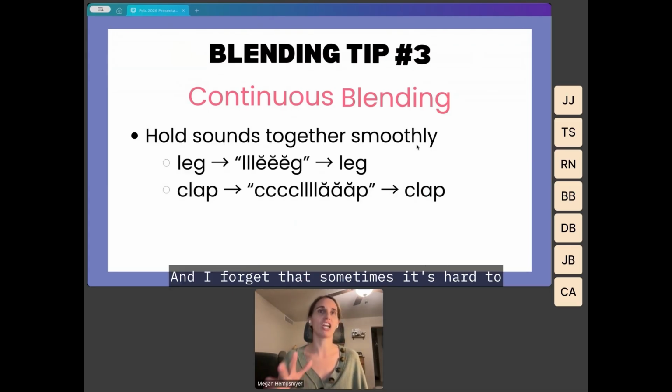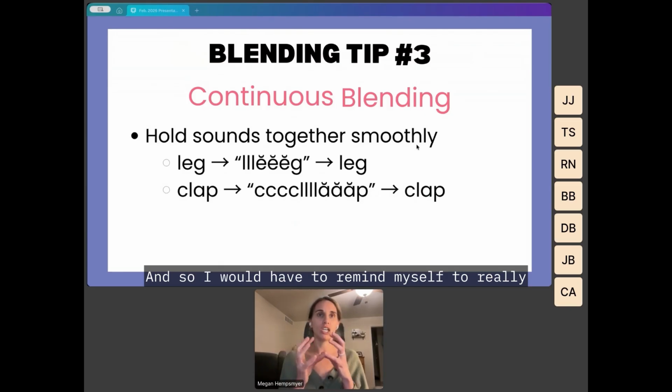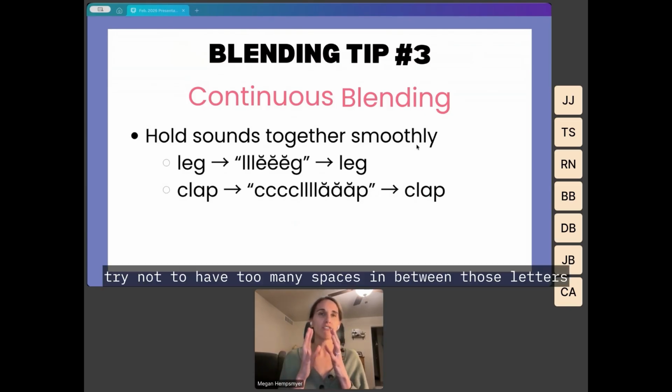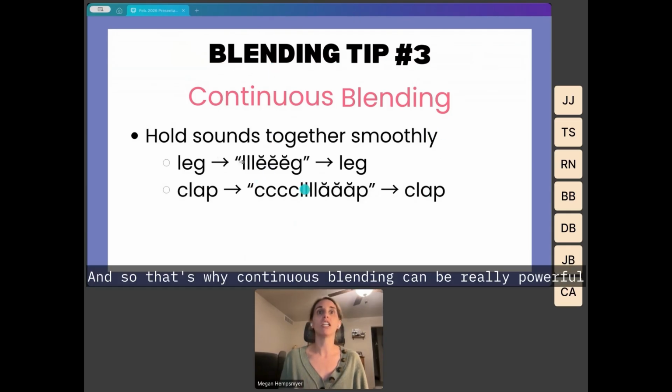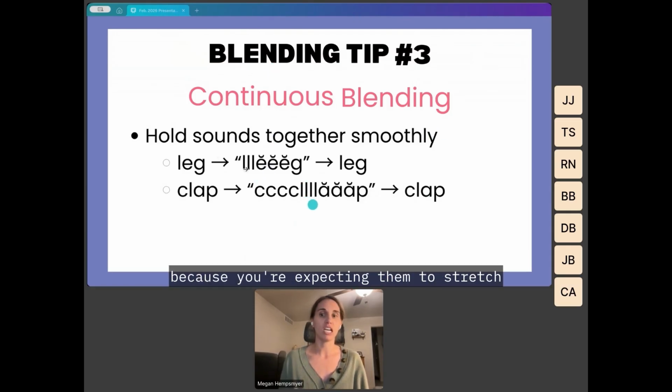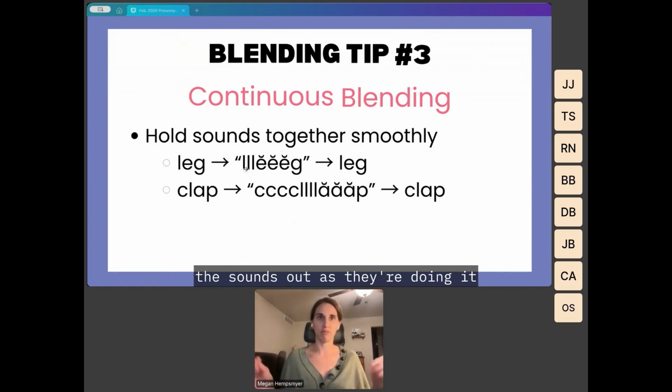Let's break it down. And I forget that sometimes it's hard to put it back together for students. And so I would have to remind myself to really try not to have too many spaces in between those letters. And so that's why continuous blending can be really powerful, because you're expecting them to stretch the sounds out as they're doing it. Okay.